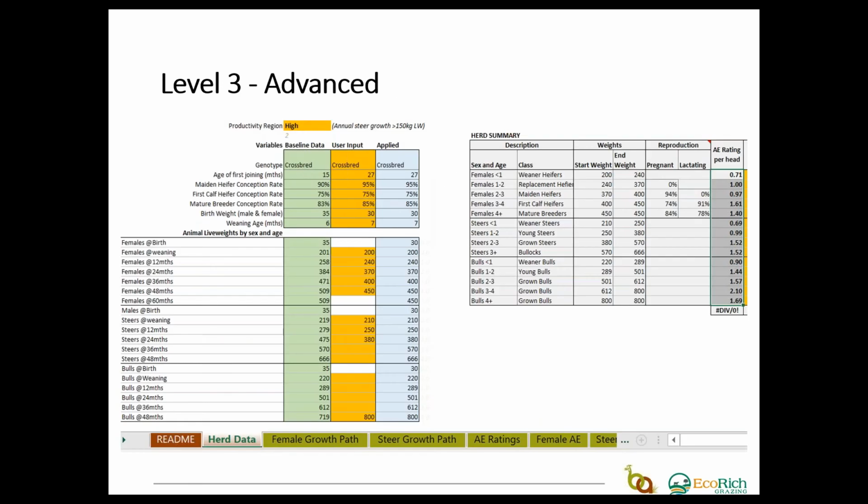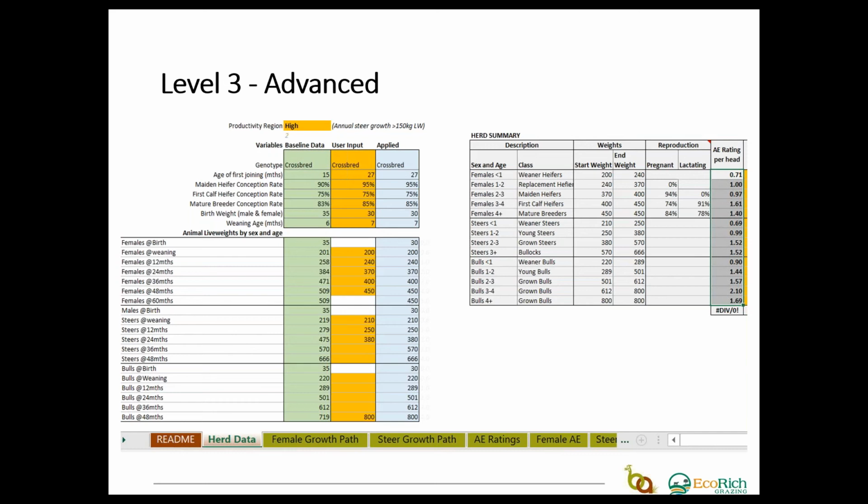And then to get more advanced, this is a herd-based tool we've put together, which uses that Bray-derived data again as the default. So this is the high productivity region. This says, okay, this is the growth path for the high productivity region. And if a user wants to adjust that for their own circumstances, in orange there, they can. And there's some graphs and those tabs along the bottom to sense check that, and some more detail there. But if there's nothing in the orange, it defaults to what's in the green there. That'll produce AE rating for the whole herd.